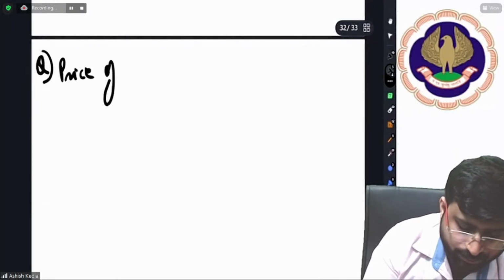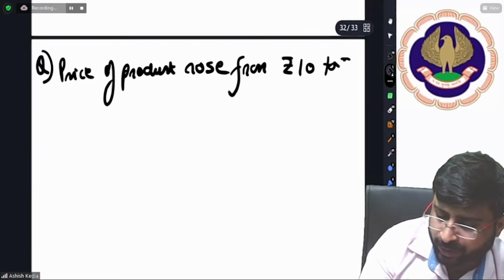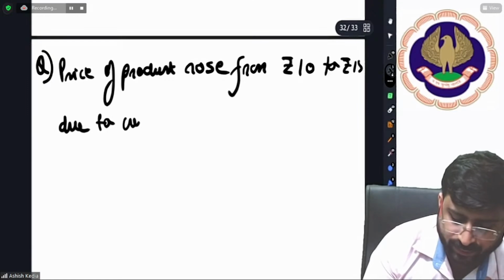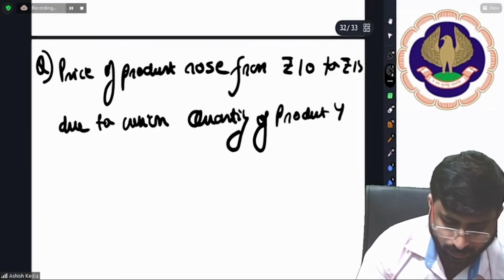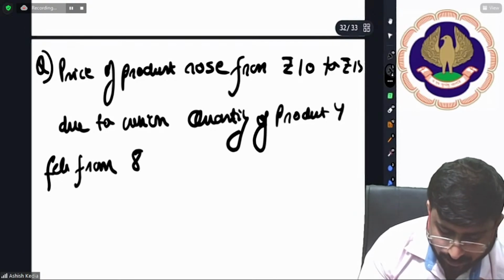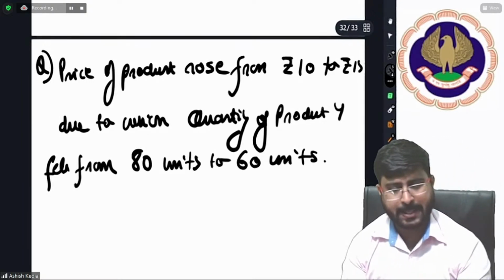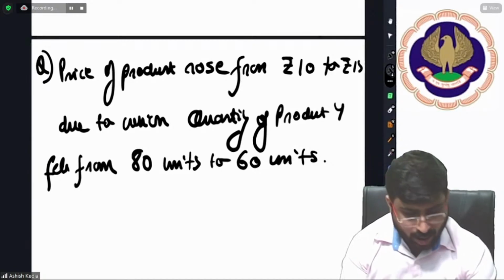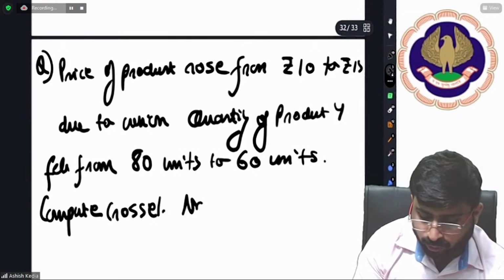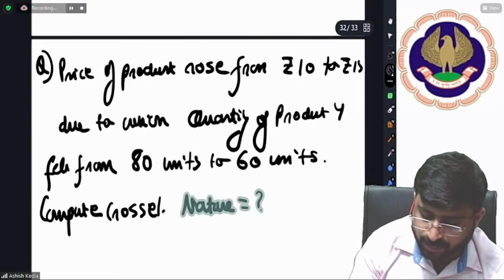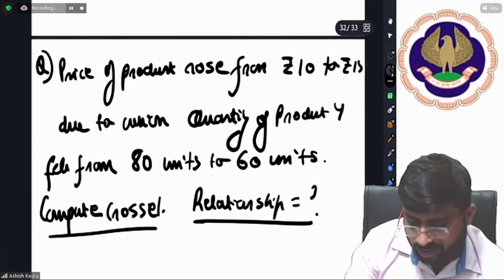Price of product X rose from rupees 10 to rupees 15, due to which quantity of product Y fell from 80 units to 60 units. Compute cross elasticity. Also find the nature of commodity, whether the relationship between X and Y is substitutes, complementary, or not related at all. Two questions asked, answer it fast.